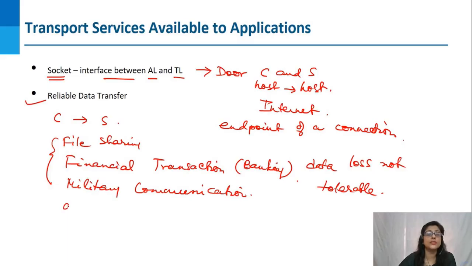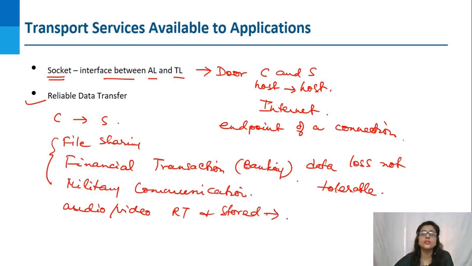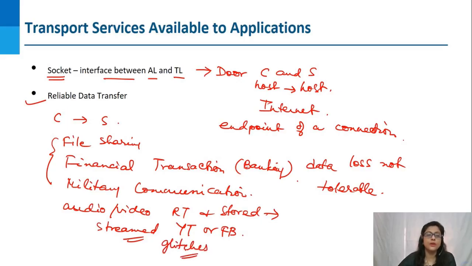But there are certain applications like audio and video, both real time and stored. So here, certain data loss is tolerable, because if there is some data loss in streamed audio video through either YouTube or Facebook, then certain glitches would appear, but that is tolerable. So there are certain applications where reliability of data transfer is very important, and certain applications where data loss is tolerable.